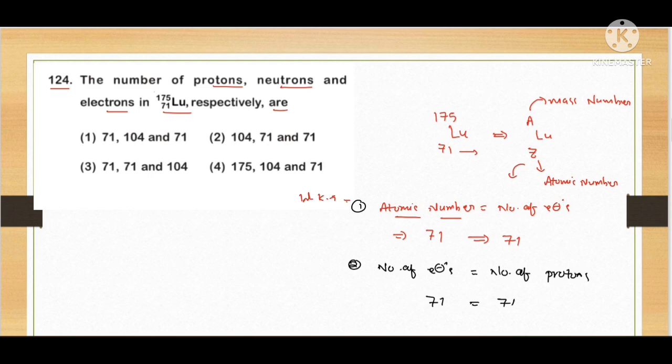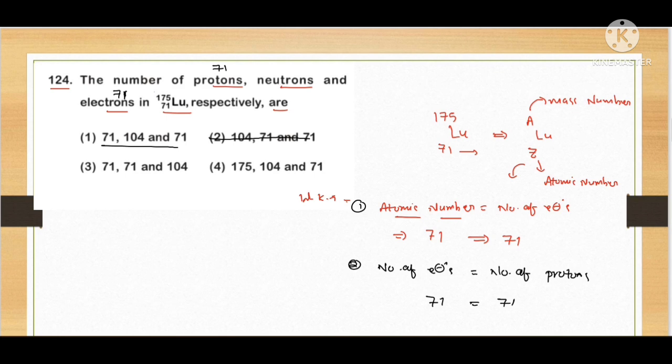Now let us verify the given options. Here protons 71 and electrons 71. Here first one and last one having 71. Okay. This satisfies the above condition. Here 104. This does not satisfy the above condition. That's why option 2 is eliminated.